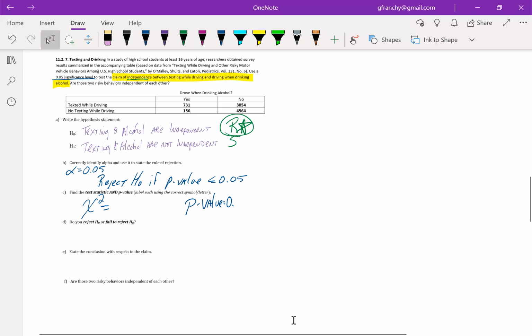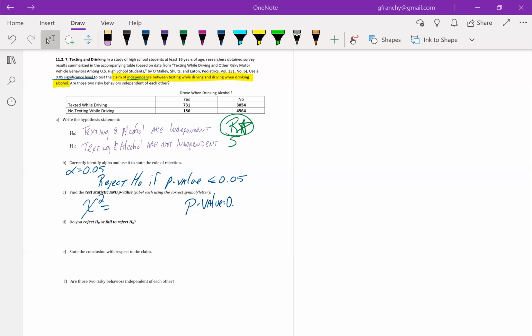So 731, 156, let's get rid of those. 751, 156, 3054, 4564. 3054, 4564. And analysis, contingency tables. Our significance level was 0.05. Our data is in columns 7 and 8. So hit evaluate, hit plot.